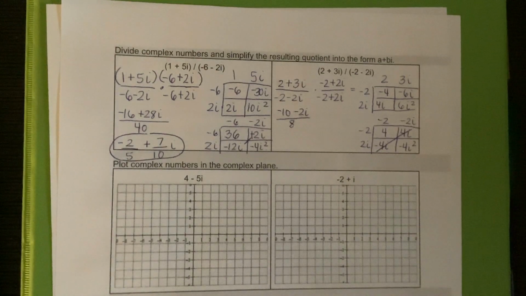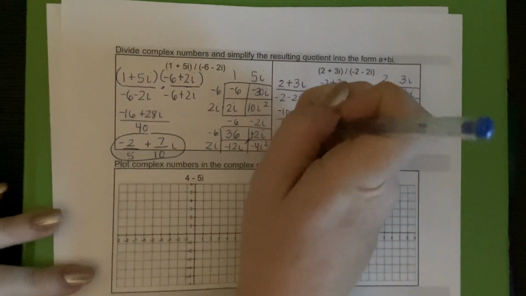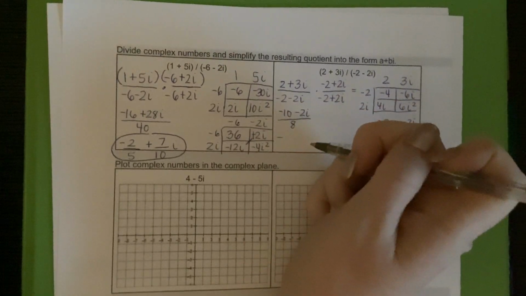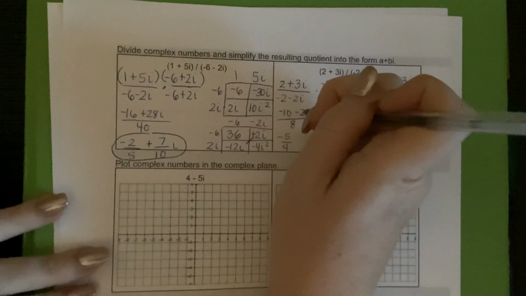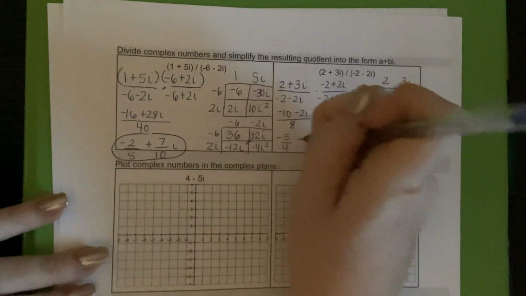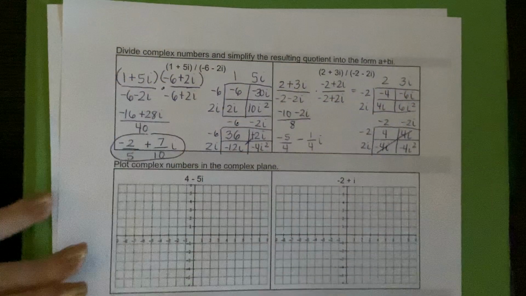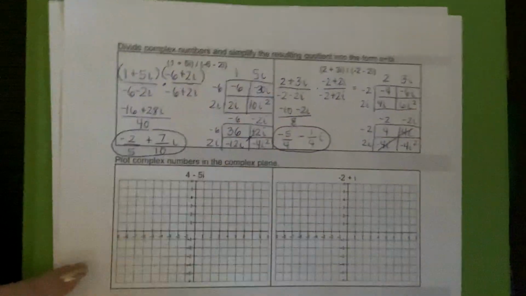All right, so that gives us 8 right there. So then if we start to break them down separately, negative 10 over 8, we can divide both of those by 2, so it's going to be negative 5 over 4. Negative 2 over 8 is going to give us minus 1/4 i, or you could say i over 4. Either way would have been correct on that one.